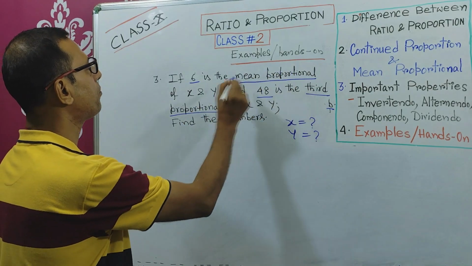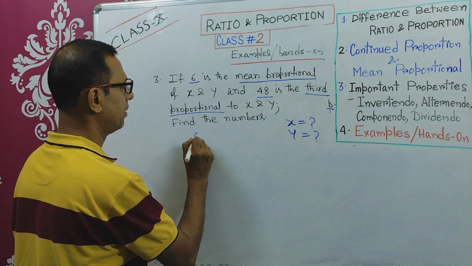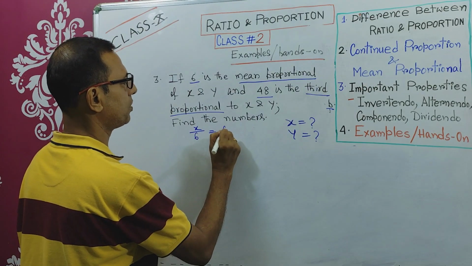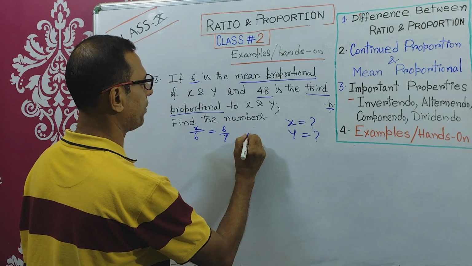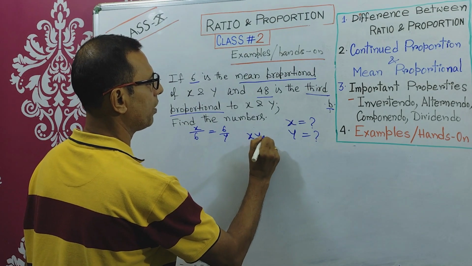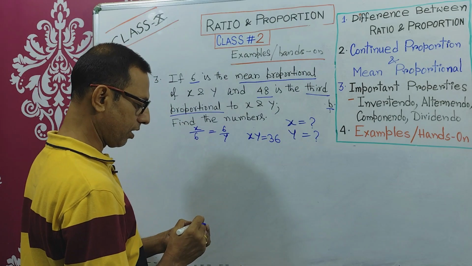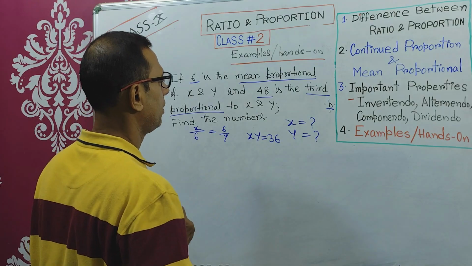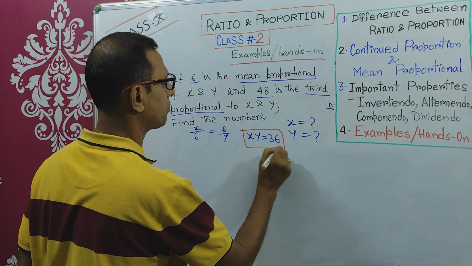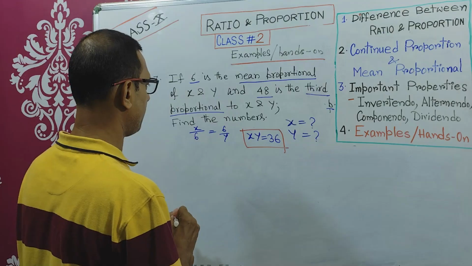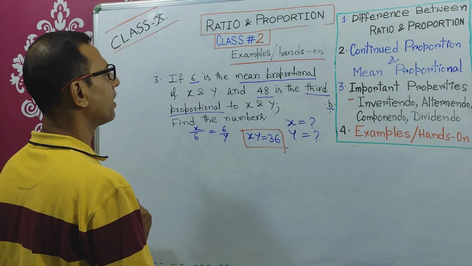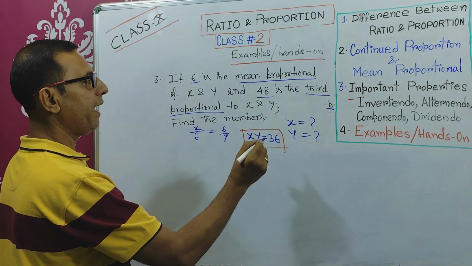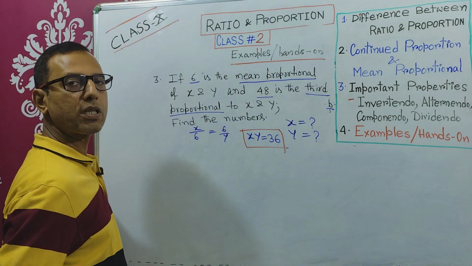So 6 is the mean proportional to x and y. That means x by 6 equals 6 by y, or straight away you can write xy equals 36. It is condition number 1, xy equals 36. Another condition which is given: 48 is the third proportional to x and y. That means x, y, 48. Then who is the mean proportional?